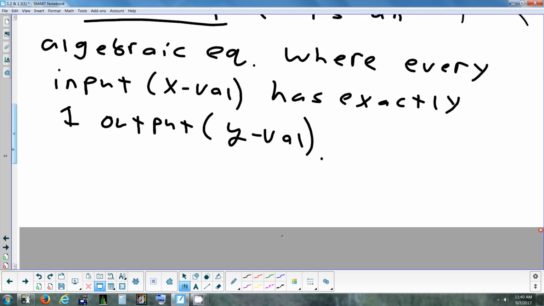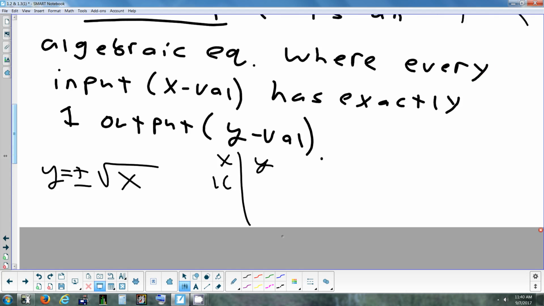How about this? Let's say y equals positive or negative square root of x. If you plug in 16 for x, what do you get for y?